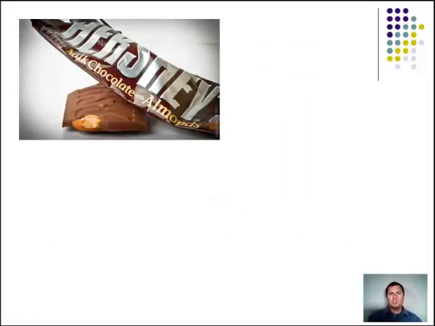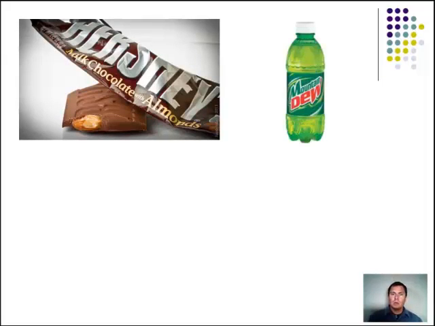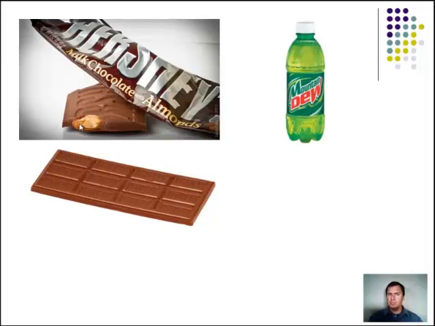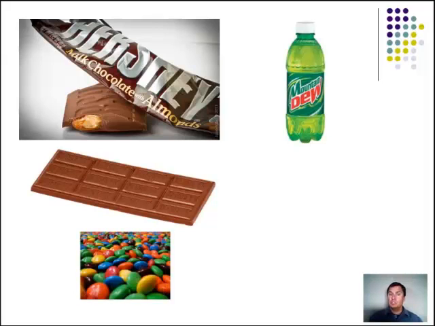Let's look at this. A Hershey's bar with almonds. Does it look the same throughout, or do you see different parts? Well, we see an almond here, we see chocolate here, so it's different parts. So that's going to be heterogeneous. What about a bottle of Mountain Dew? It looks the same throughout, right? So that's homogeneous. How about a Hershey bar? We said the one up here was heterogeneous because we could see the almonds. Well, this one, no matter where we break it, is going to look the same. So that's homogeneous.